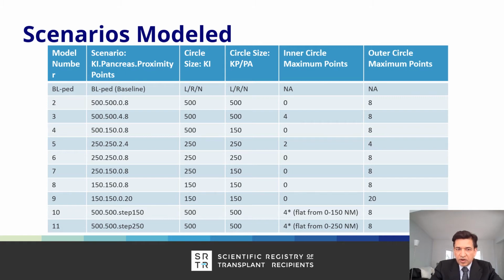And these were the other scenarios, which are listed by the kidney circle size, followed by the pancreas circle size, followed by the inner circle maximum points, and then the outer circle maximum points. These last two scenarios had the plateau point for 150 miles and a plateau point of 250 nautical miles.